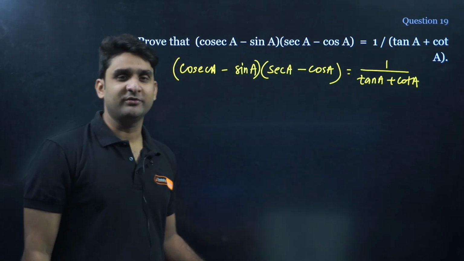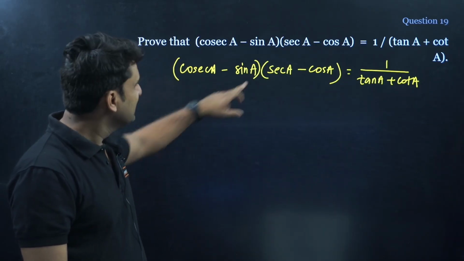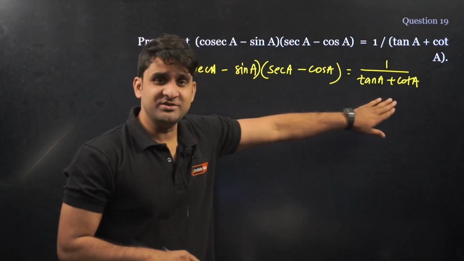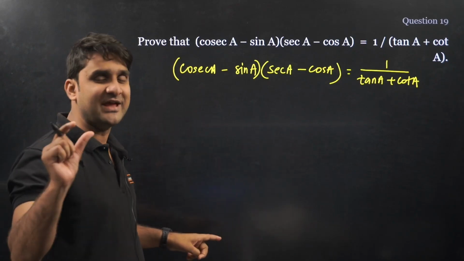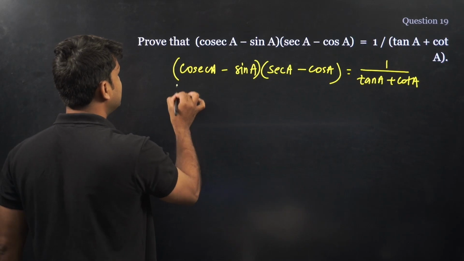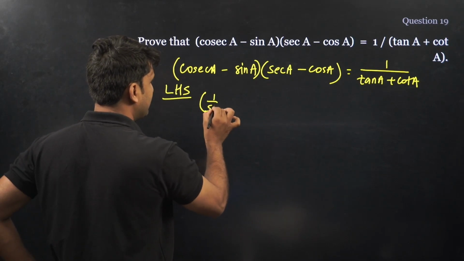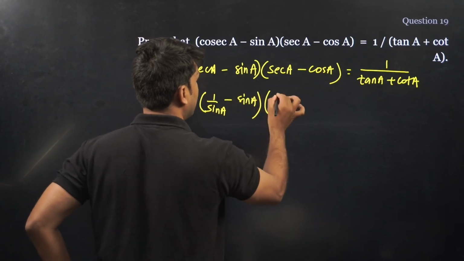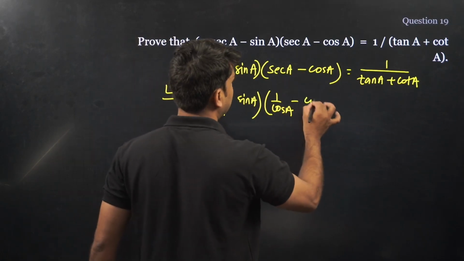So how can we solve this question? Simple. Cosec A is given, so cosec can be written as 1 by sin, and sec can be written as 1 by cos. Now solve. This is RHS and this is LHS. Let's convert cosec A into sin A and sec A into cos A. I'm operating LHS here, guys. Cosec A can be written as 1 by sin A minus sin A, and here we have 1 by cos A, because sec is the reciprocal of cos, minus cos A.